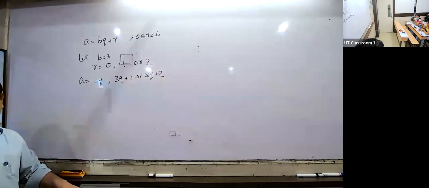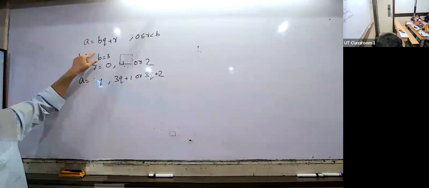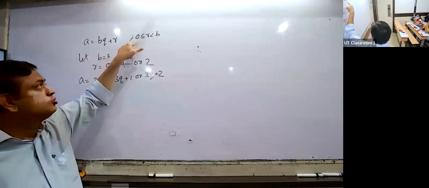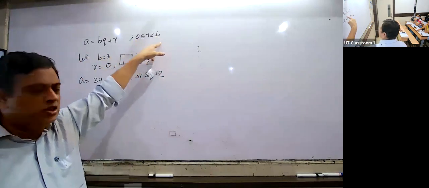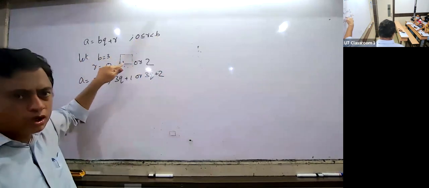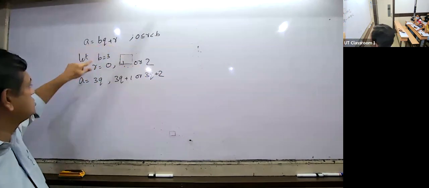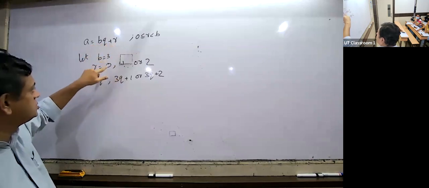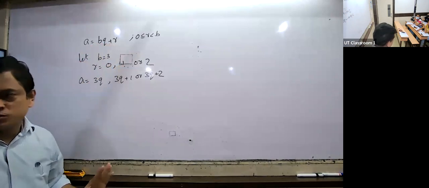Stop writing and listen. I think we are doing the same question for the 7th time. When B is equal to 3, R will be 0 less than or equal to R less than 3. It is 0, 1 or 2. So when R is equal to 0, A is equal to 3Q plus 0, or when R is equal to 1, 3Q plus 1, or 3Q plus 2. This much is clear.